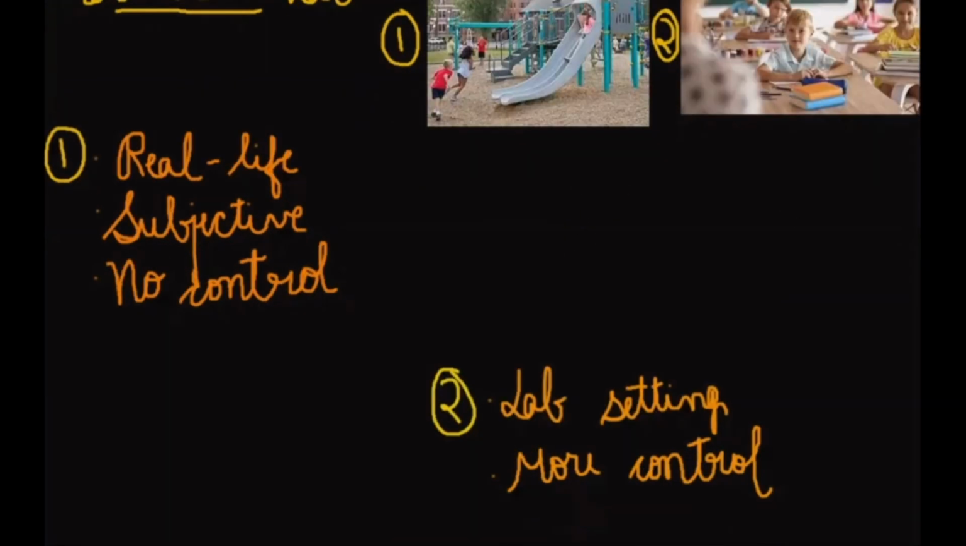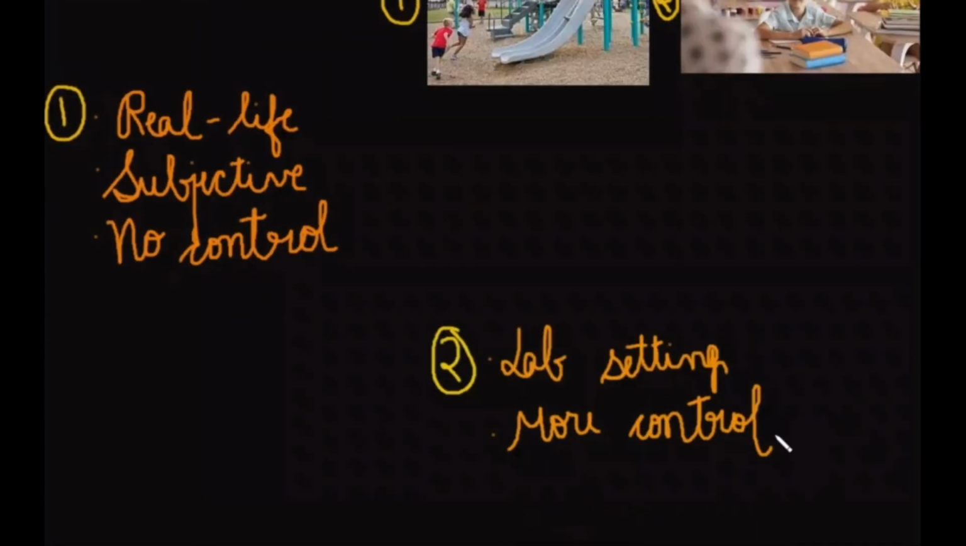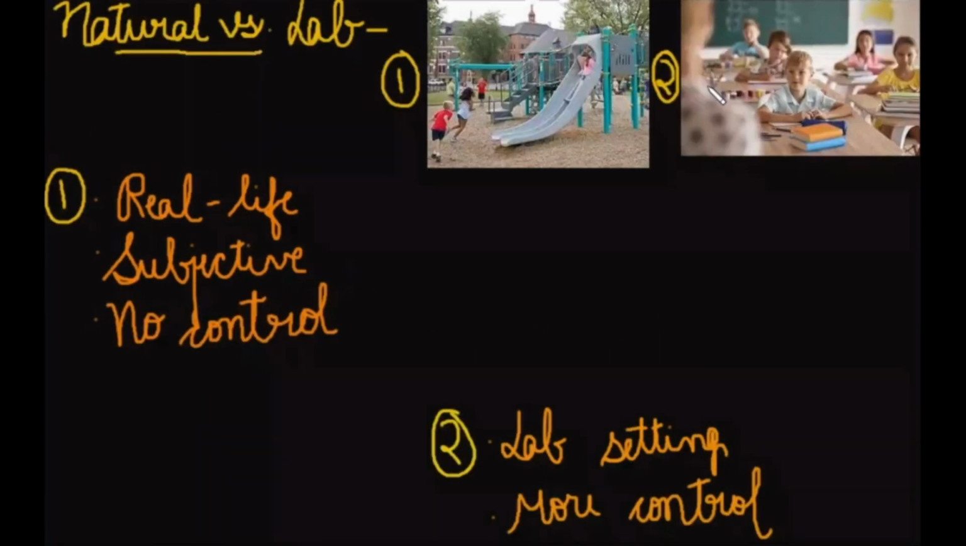The second one is laboratory settings. Laboratory settings are conducted in settings created by the observer or within a laboratory. As we can see over here, this is a classroom. Why does a classroom come under laboratory observation? Because a classroom is a controlled environment.